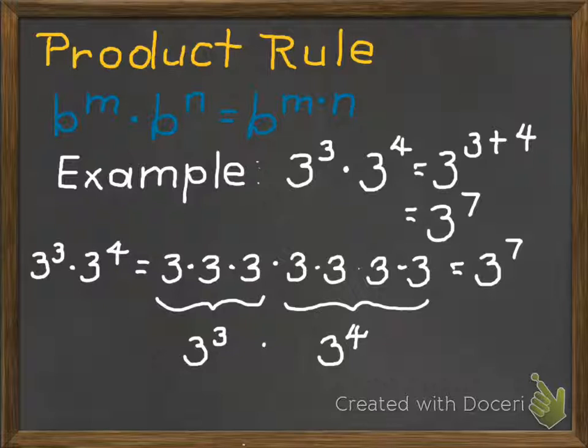But if you look carefully at what we did, we added the 3 threes that make up 3 to the power of 3 to the 4 threes that make up 3 to the power of 4. So that gave us the total number of factors, which is indicated by the exponent 7. So that's why the product rule works. That's why when we multiply like bases that are real numbers, we simply need to add the exponents as long as the exponents are positive integers.